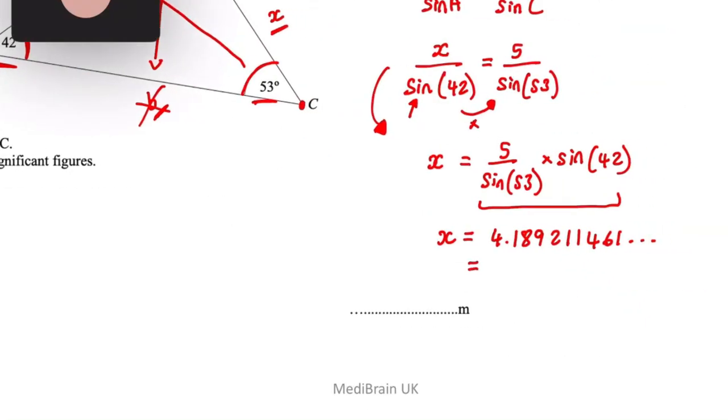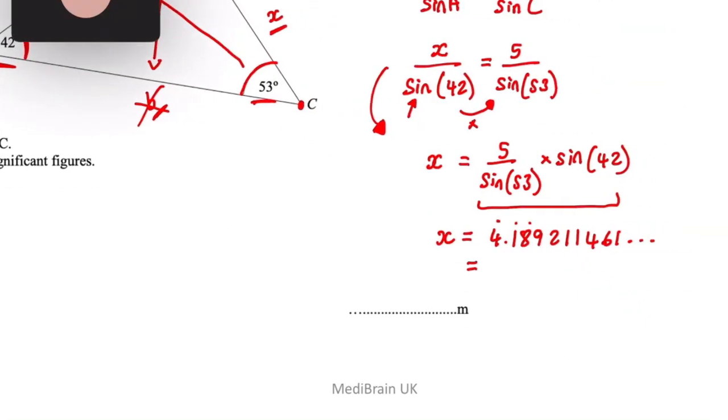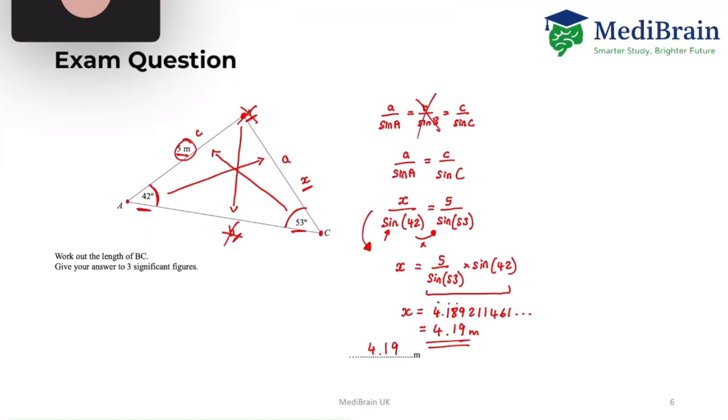It does say to 3 significant figures, so we're going to round it to 3 significant figures. So 1, 2, 3, the 9 rounds up. So our answer is going to be 4.19 meters. That's our final answer. Okay, hopefully that makes sense. If you guys have any questions, please let me know in the Q&A, but we will move on now.